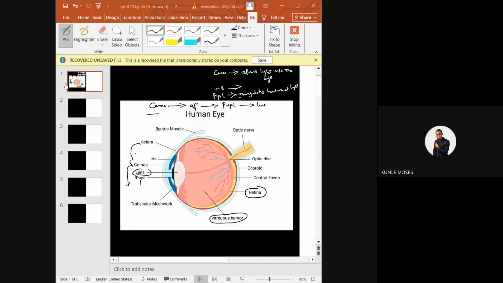So another one is the sclera. The sclera is just the white outer layer of the eye, and it gives the eye its shape and maintenance, and it can also help to protect the eye. Also, the rectus muscle is the muscle that is attached to the sclera. So that's the rectus muscle. I think we are done with everything here.